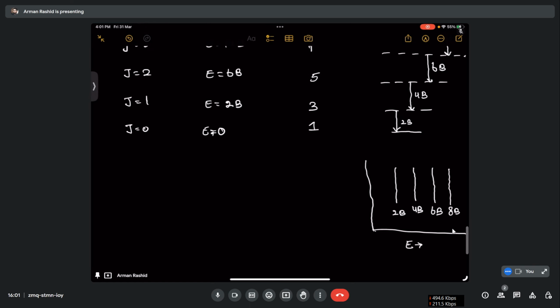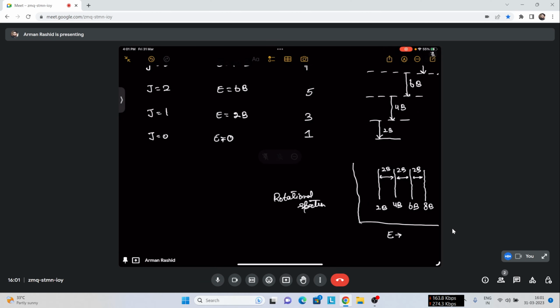So this is a pure rotational spectrum, the pure rotational spectrum of a rigid rotor in 3 dimensions. What we are seeing is equally separated lines, and each separation is 2B. This is what we expect from the rotational spectrum of a diatomic molecule. But the problem here is that this is a rigid rotor.